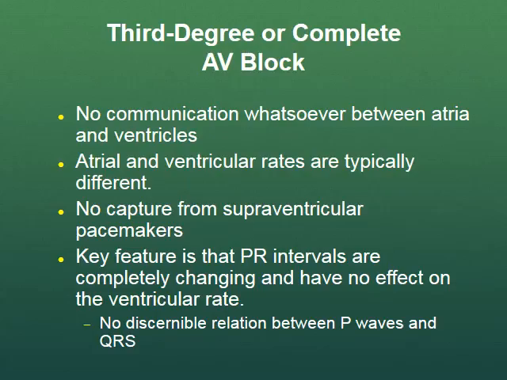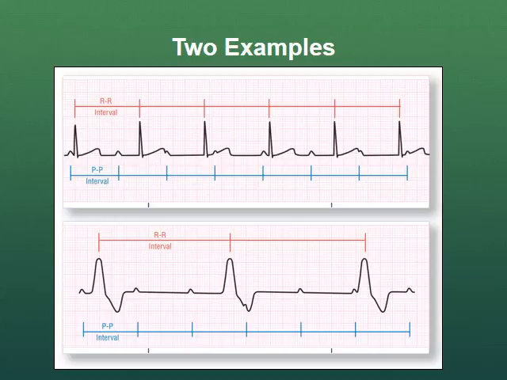Okay, we're going to talk about third degree heart blocks. What happens when we have a third degree heart block is there's no communication whatsoever between the atria and the ventricles. The atrial and ventricular rates are going to be different. You're not having any capture from supraventricular pacemakers. The key feature is that PR intervals are completely changing and have no effect on the ventricular rate. There's not going to be any discernible relation between P waves and the QRS.